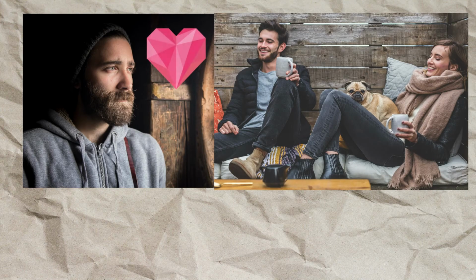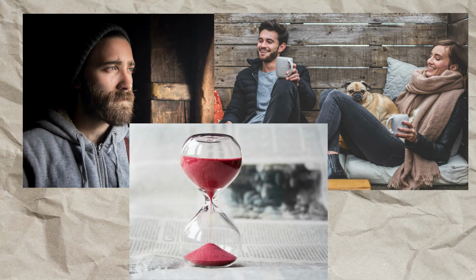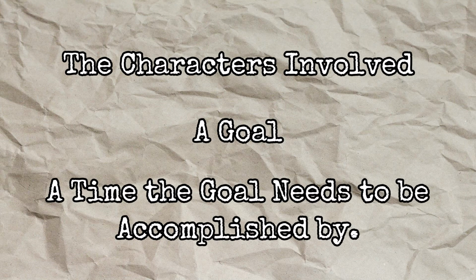An example of this would be, character A loves character B. However, they are getting married to character C in a few days. This high-level concept establishes a few things. 1. The characters involved. 2. A goal. And 3. A time by which the goal needs to be accomplished.